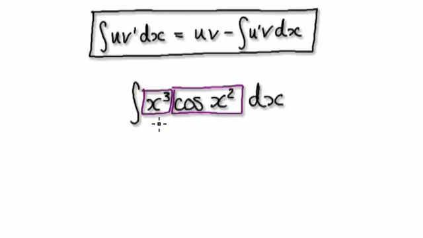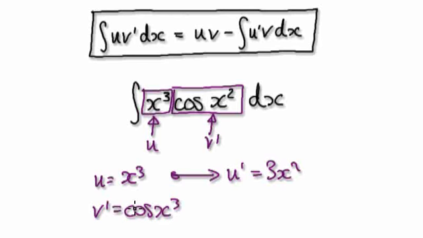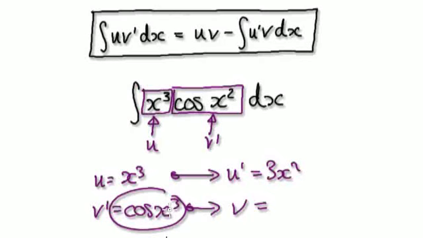this example. So our normal routine here would be to let this be u, and then let this here be v prime. Well, if u equals x to the power 3, then u prime equals 3x squared. That's okay. But then here you've got v prime equals cos x to the power 3. Well, if v prime equals cos x to the power 3, then to get v, you need to integrate this, and integrating this is a task in itself.